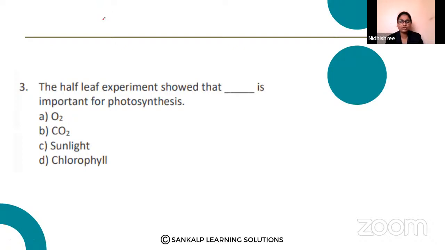Yes, be fast guys. Chandru voted for option D. Amruta, Kanchanaraj, Gayatri, Kavita, Rakshita, Dhamini, Sinchana, Tarun, Kumar. Okay, most of you voted for option D, right? What about others? Rakshita, yes, option B. Let us check. The right answer is option B, I think answered by Rakshita, carbon dioxide. So from the half-leaf experiment, we learn that carbon dioxide is important for photosynthesis.